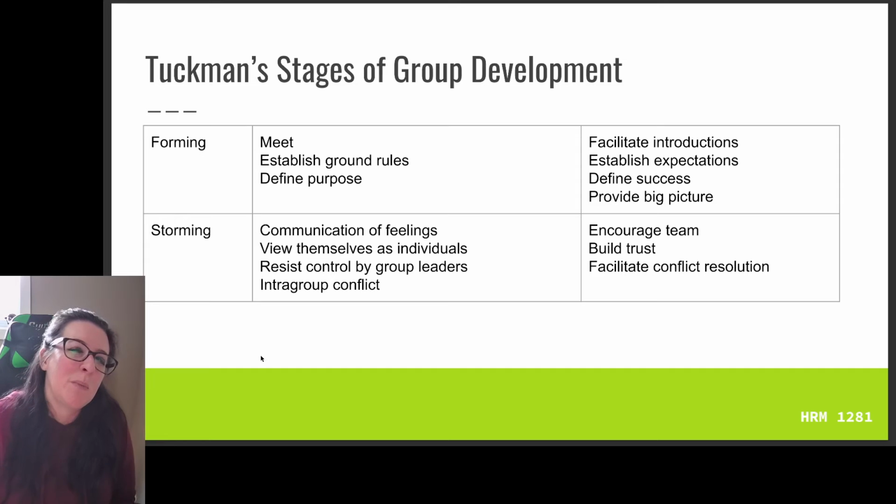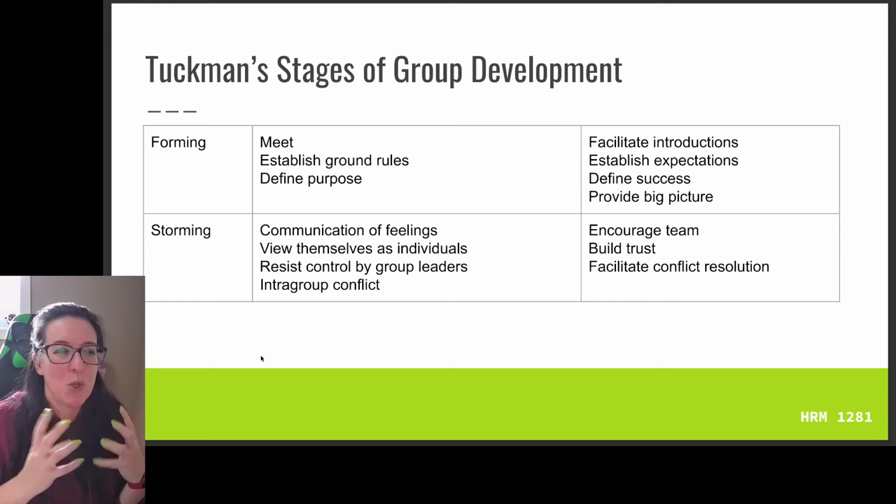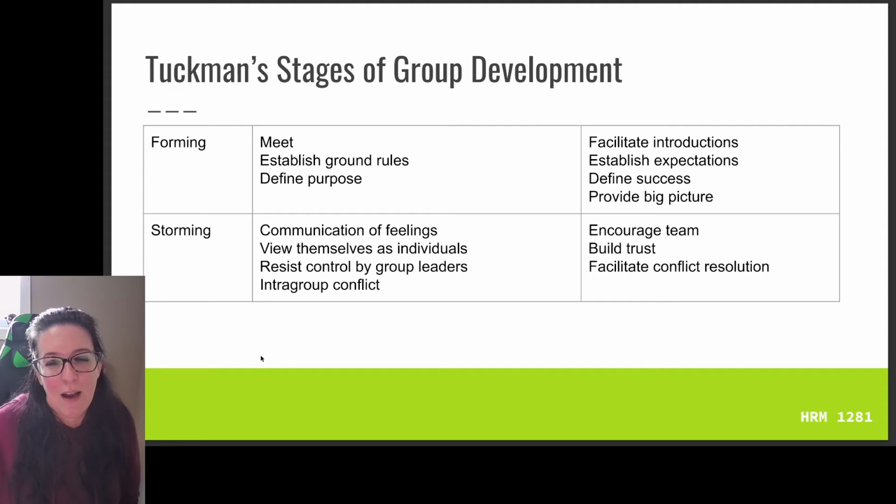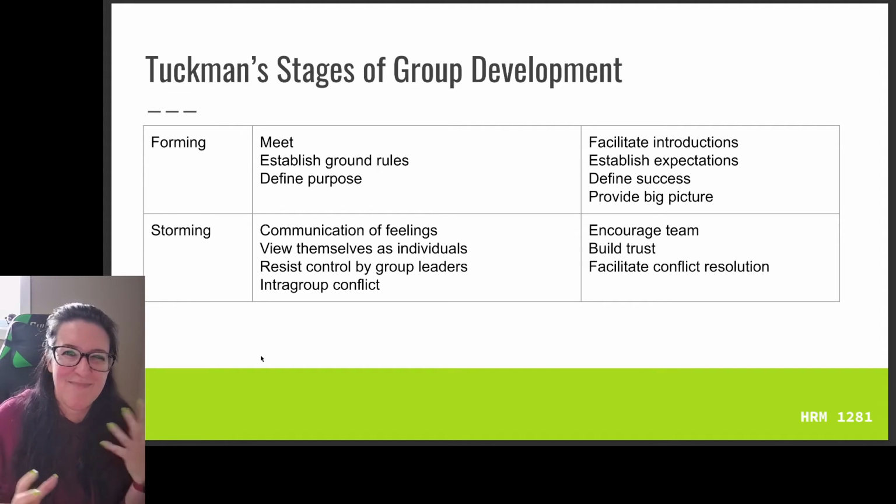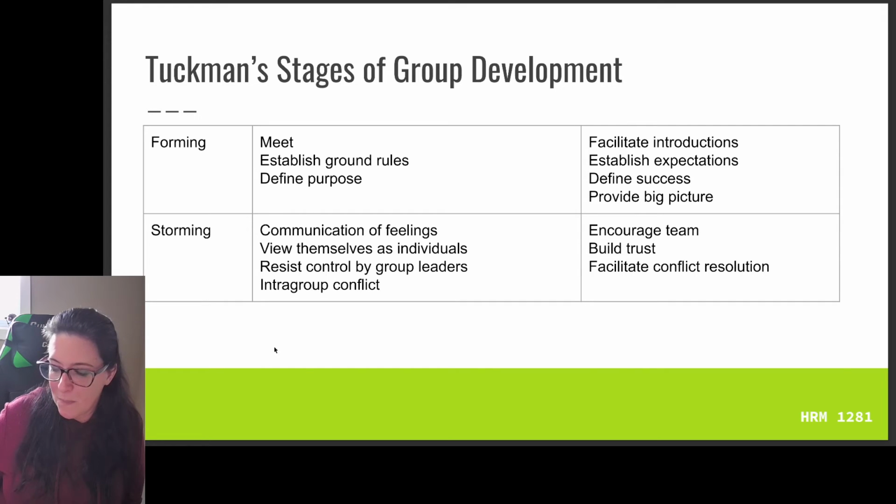So if you're the team leader, your role is to encourage the team, help to build trust within the group, and help resolve some of that intra-group conflict, especially when it comes to personality dynamics, where individuals just don't quite get along and their personalities might conflict.